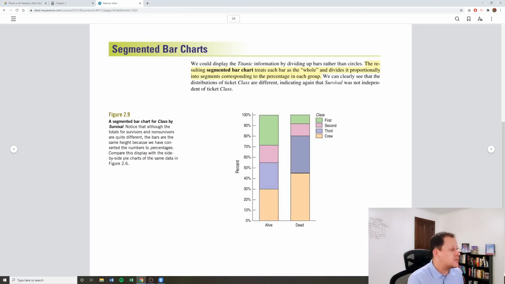And so that's one of the most important things about a segmented bar chart, but it uses the same exact data as the side-by-side. It's just a different way of looking at it. It tells its own story.